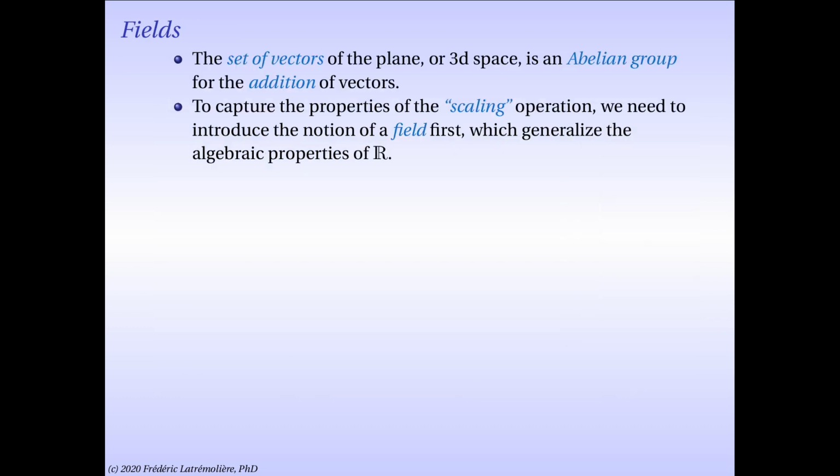Now, this was our discussion of the first algebraic structure we talk about in this class, groups. And the reason I remind you why we introduce them is because a set of vectors of the plane or in 3D space is an abelian group for the addition of vectors. The addition of vectors has all the necessary properties. However, there is another operation on vectors, a scalar multiplication or scaling operation. And to capture the properties of the scaling operation, I'm going to need to introduce the notion of a field, which is a generalization of the algebraic structure of the real numbers.